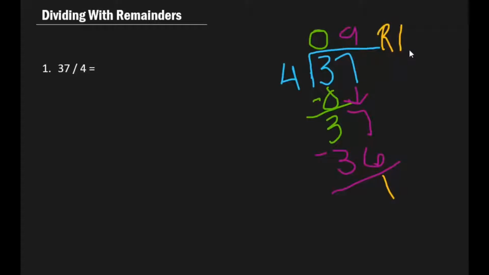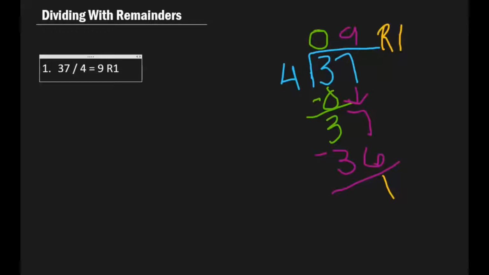A remainder is basically a number that the divisor cannot go into. Our answer is 9 with a remainder 1. So we're going to write 9 with a remainder 1.